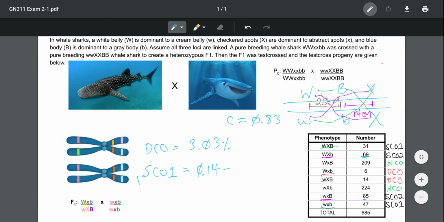R1 minus our double crossover event, and we multiplied that by 100 to get a percent, which turns out to be 11.27%. So the probability of our double crossover occurring is going to be 3%, whereas the probability of our single crossover one occurring is going to be 11.27%.